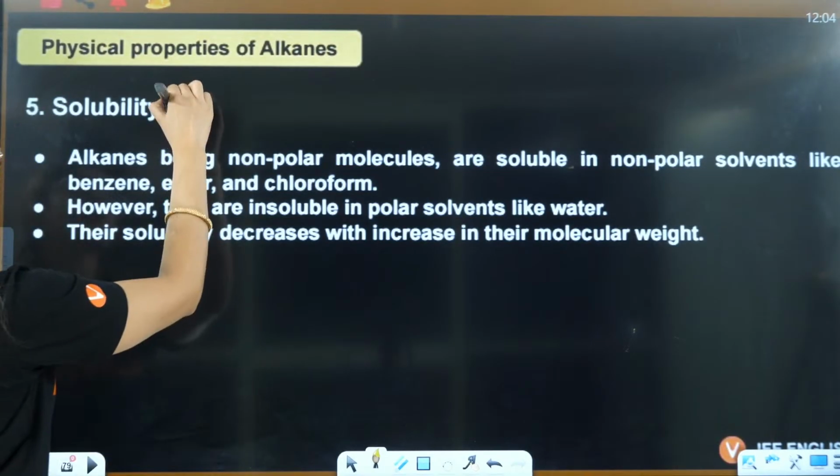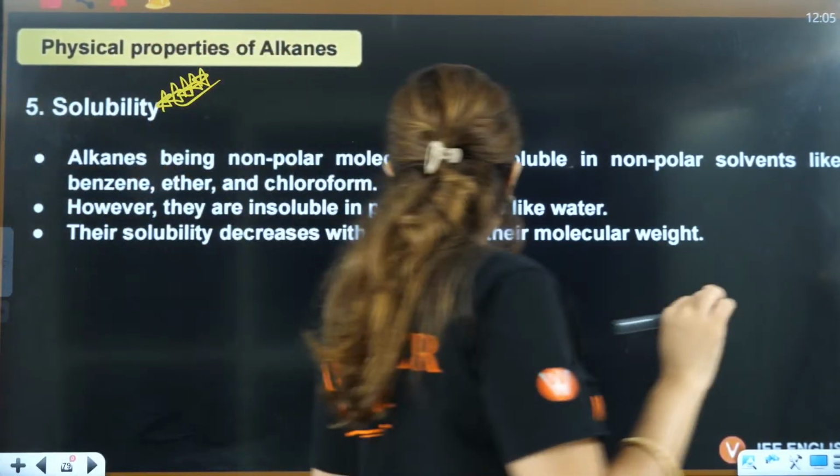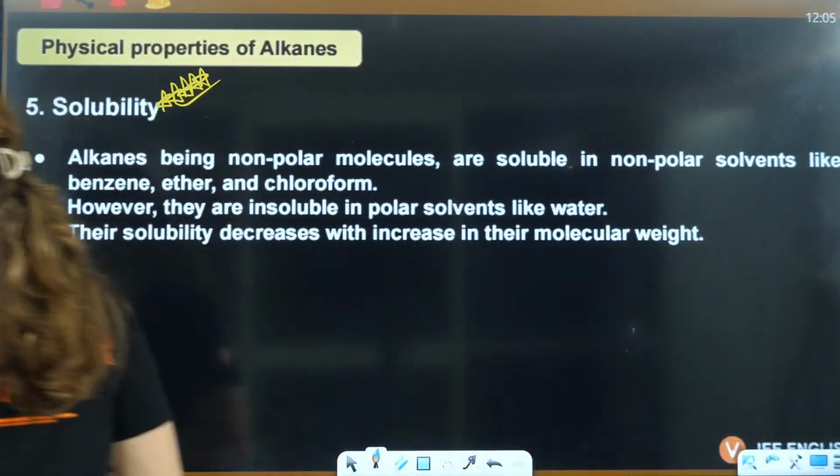Now solubility is very, very important. Let's talk about this. What is solubility? So let's talk about this, everybody.